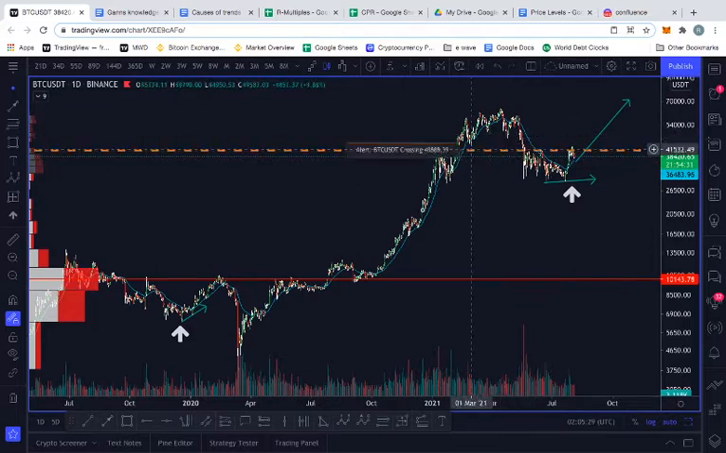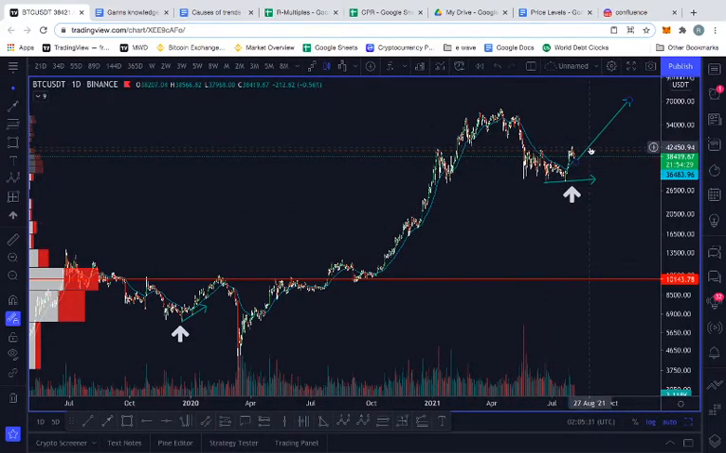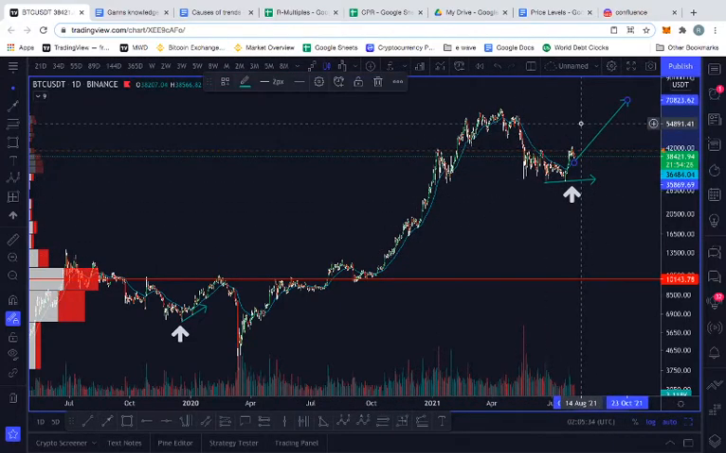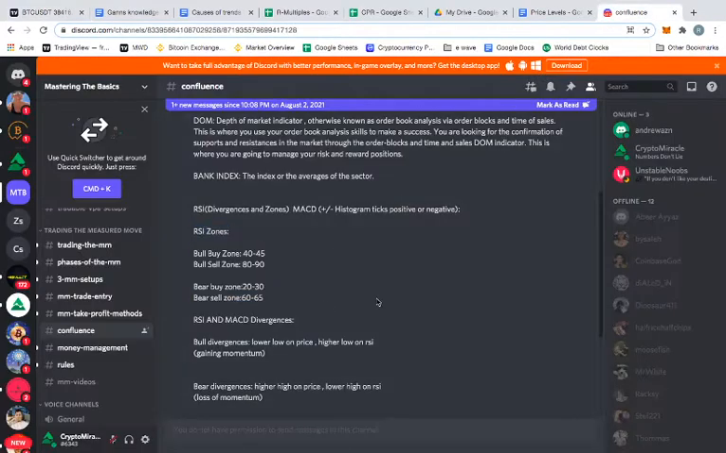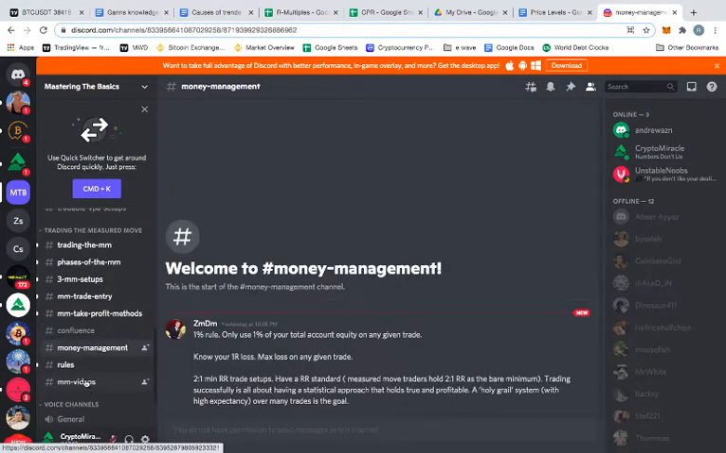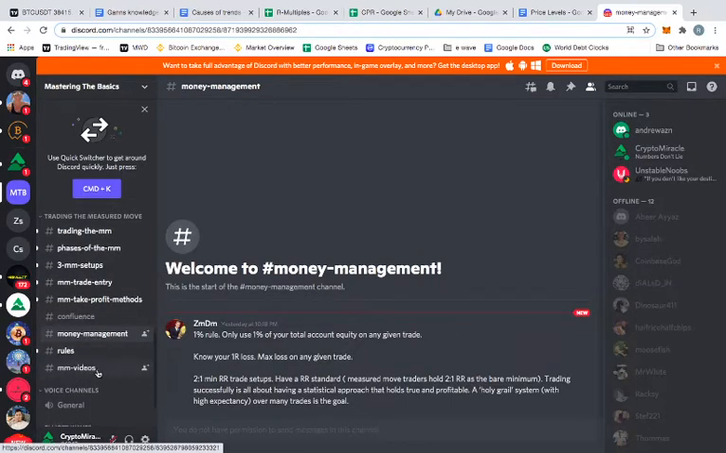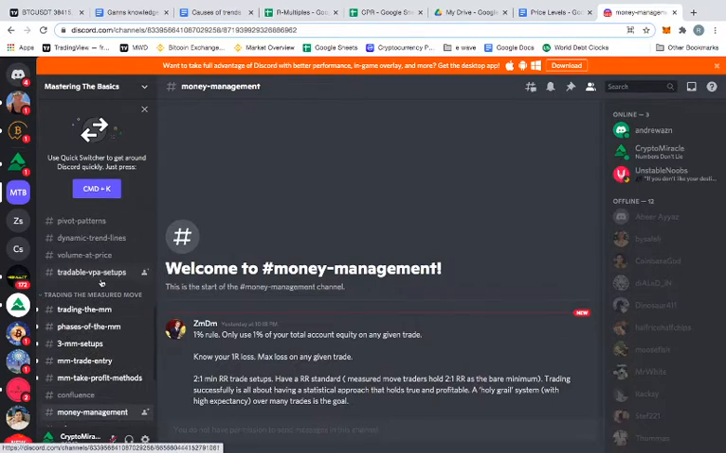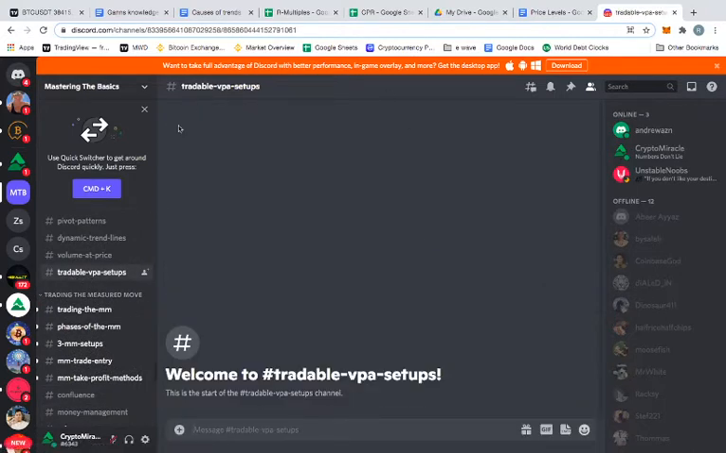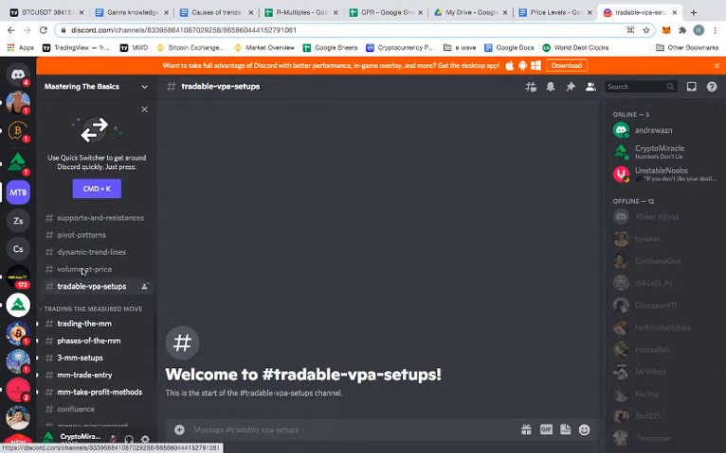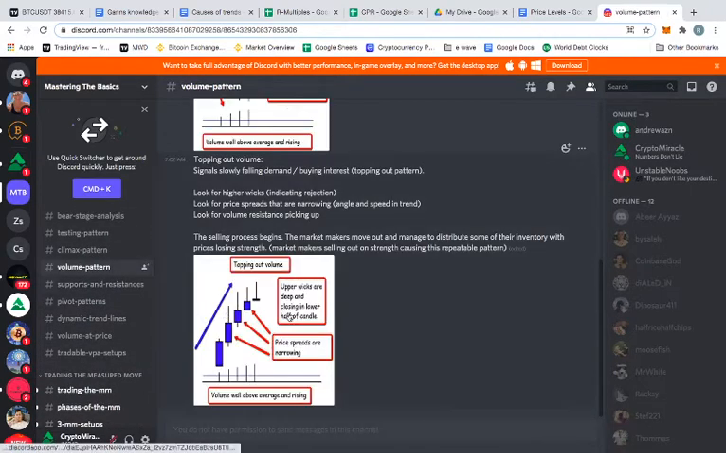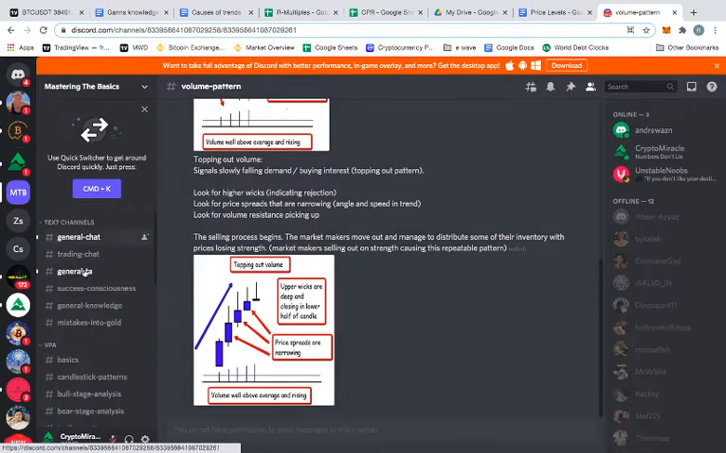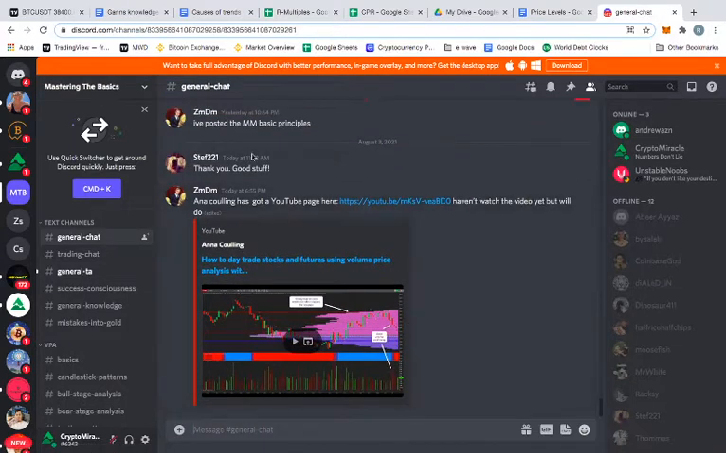And you can see the moving average. Yeah, that's one way. That's the bullish move. But when it comes to setups and actually trading this stuff, that's why we're actually making some setups. Like for example, look at this one, tradable VPA setups. We haven't made some here, but we've got a bunch of ideas, volume. So basically it's like book knowledge in the Discord group. So general chat, general TA, and then we talk about a little bit of ideas and stuff like that.